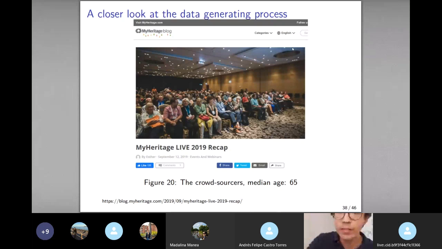So here you can see what the data generating process actually looks like. This is a conference of genealogists. I attended this conference, and many things stand out. It's a pretty elderly population, my guess is median age 65, and it's mainly men. So this is not a representative estimation, but not far from the truth, maybe.